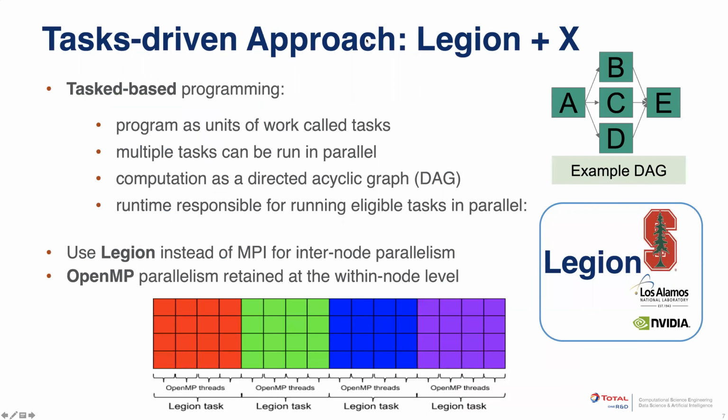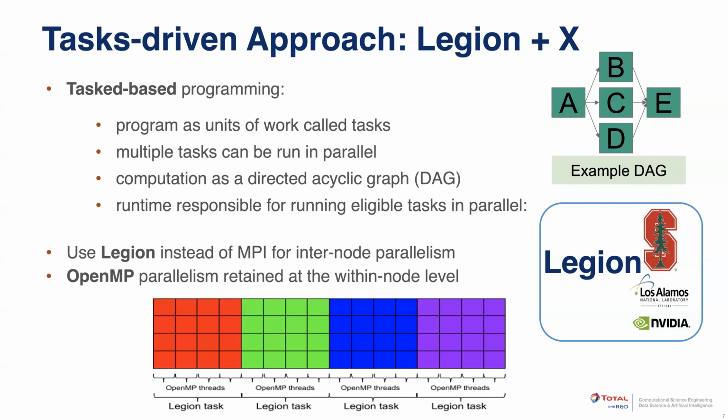In this work, we explore the task-driven approach, namely Legion plus X. Legion is a data-centric programming system developed by Stanford. It provides optimizations available for improving scalability and performance of the target application as well as GPU support. In order to evaluate the performance of Legion plus X and to compare against MPI plus X within the same framework, we implement both approaches as individual kernels in our benchmark suite.